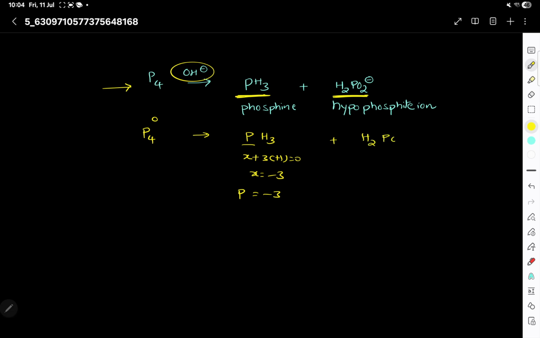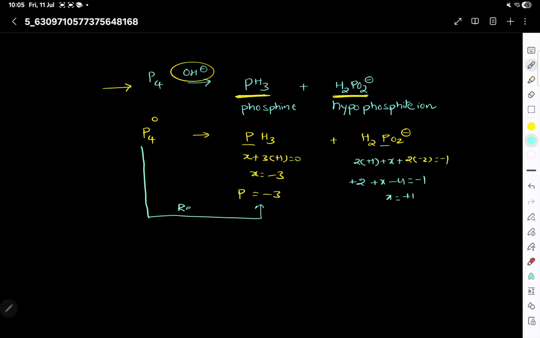Now H2PO2 minus: 2 into plus 1 plus x plus 2 into minus 2 is equal to minus 1. Plus 2 plus x minus 4 is equal to minus 1. So x is equal to plus 1.